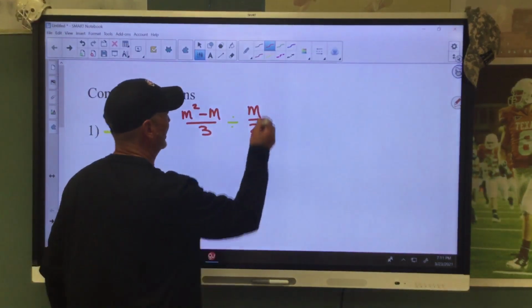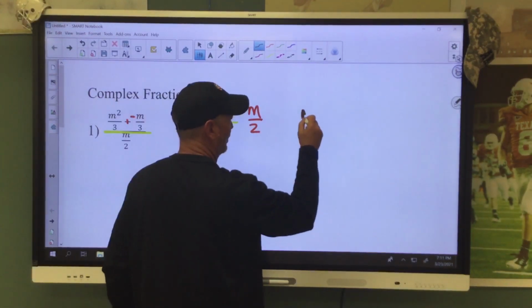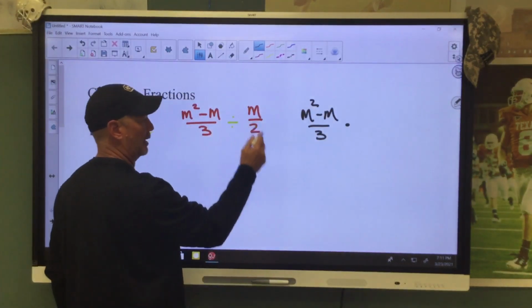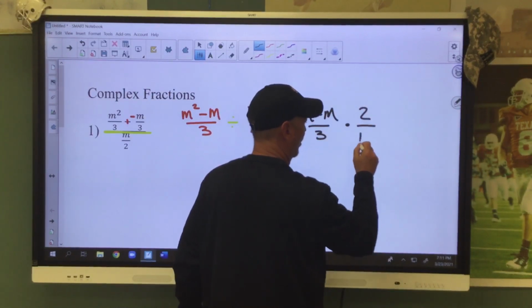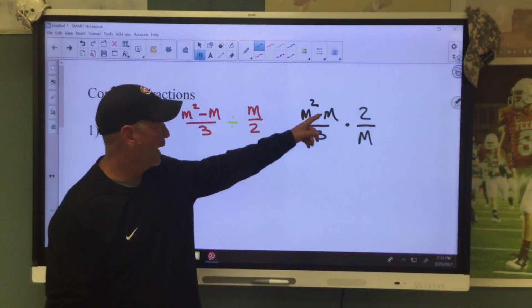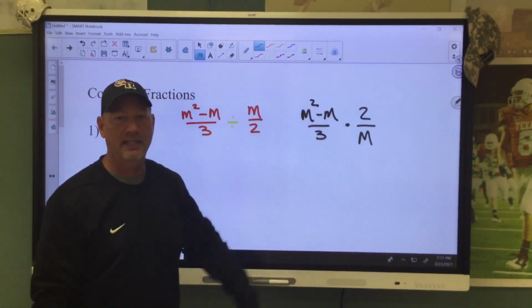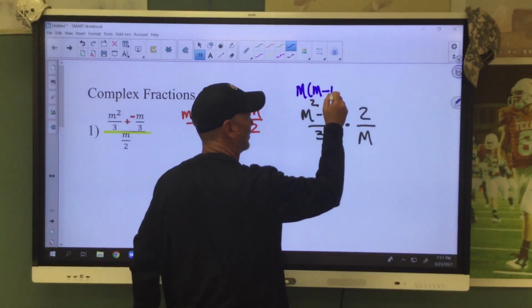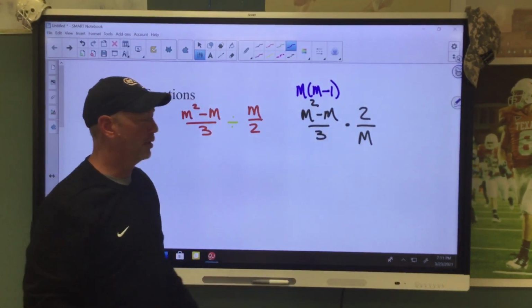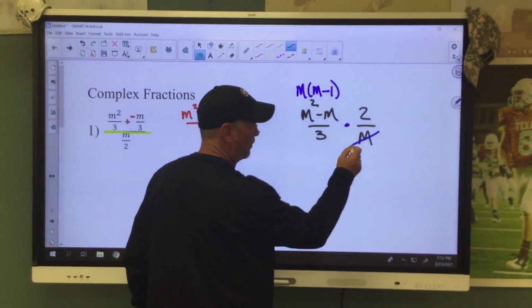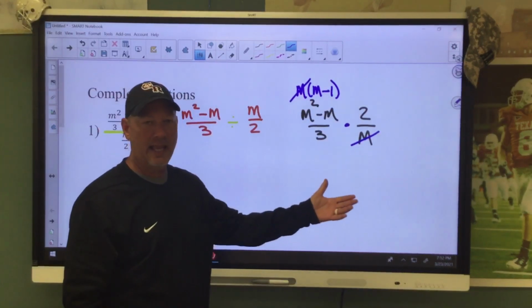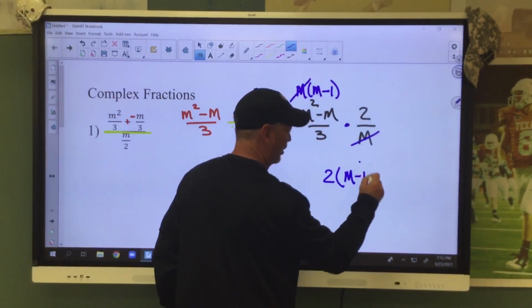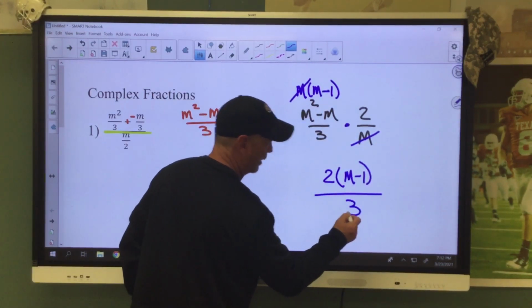So we're going to treat this as m squared minus m over 3 times, we're going to flip the second fraction, 2 over m. We have a common factor here, greatest common factor. We can take out an m. So we're going to ask you to factor out the m and then reduce. And we learned that when we multiply, we can reduce at an angle or diagonal, okay? The m's would cancel, and that would leave me with 2 times m minus 1 over 3. There's my answer.